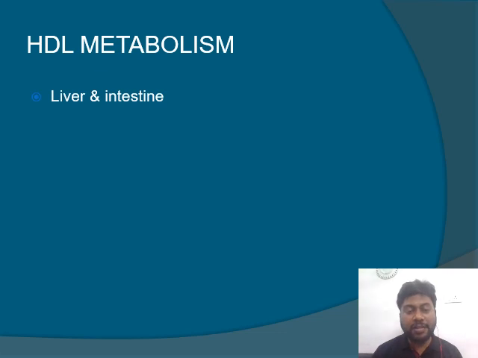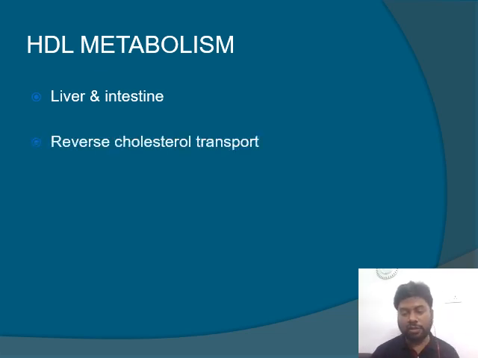The function of LDL is to transport cholesterol from the liver to peripheral tissues, whereas HDL takes the cholesterol back from the peripheral tissues to the liver for its excretion, which is called reverse cholesterol transport. Since they have contrasting functions, they also have contrasting apolipoproteins. In LDL, we have only ApoB100, whereas here we have all the other apoproteins other than ApoB. That means ApoA, ApoC and ApoE.